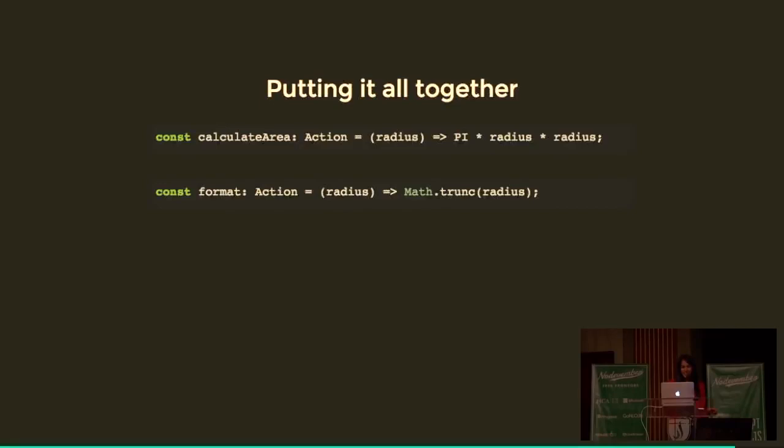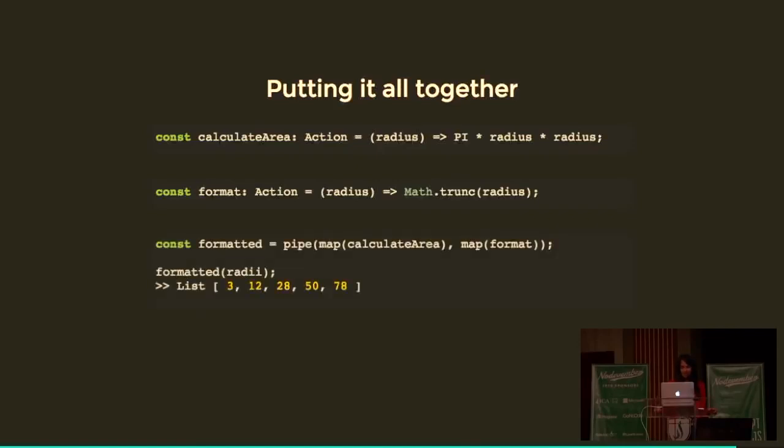So I have another function, format, which is also of type action, similar to our calculate area action. It takes a radius and it formats it, so it truncates all the extra decimals. And I'm going to pipe. Pipe is the opposite of compose, so it just goes left to right. So I'm going to first map over my array and calculate the area, then map over it and format it. And then what I end up getting is a formatted list. So everything in one.